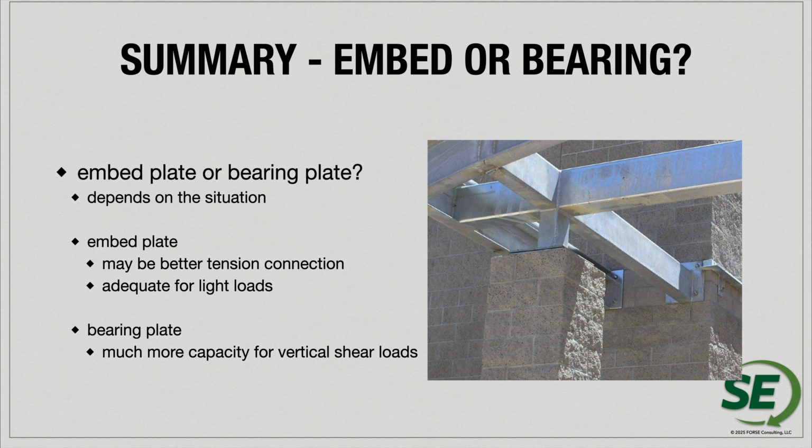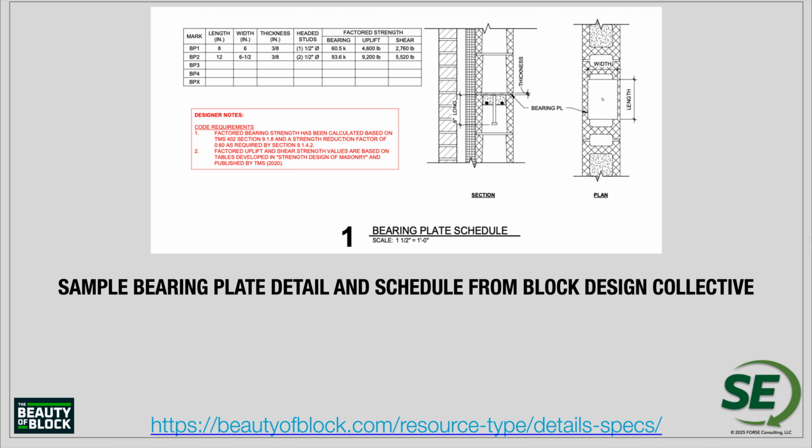So it's just kind of a quick overall summary. An embed plate or bearing plate. The embed plate might be better for an exterior connected to the face of the masonry wall. Maybe that's going to be something that's going to be good for connecting to an existing masonry wall. But the bearing plate's going to have a lot more vertical shear load capacity. So it might be more likely that you could use that for typical framing into a masonry wall. Again, a standard detail here from the Block Design Collective for what some of the bearing plate schedules could look like and what the detail could look like in design.